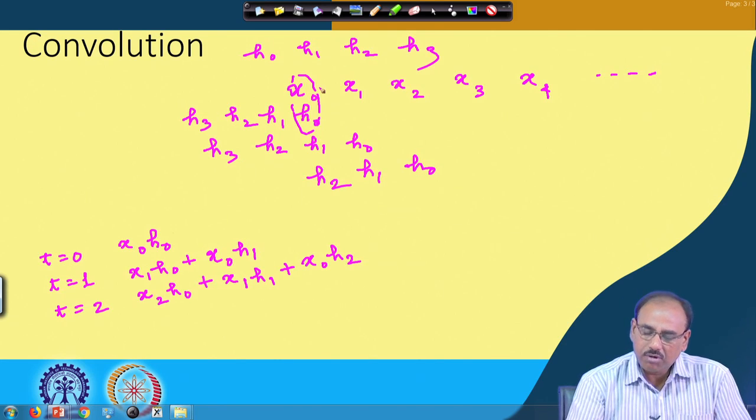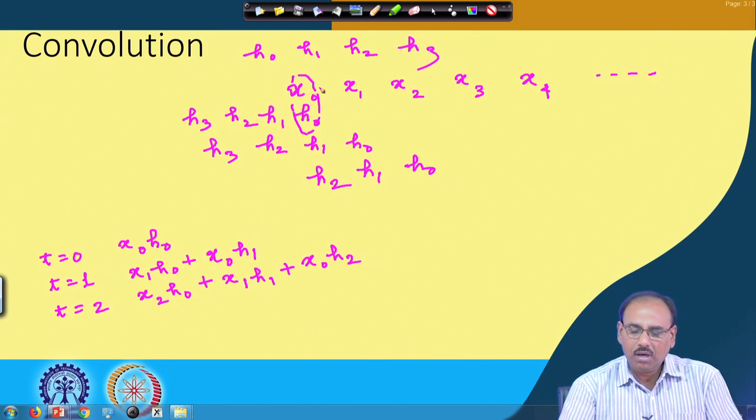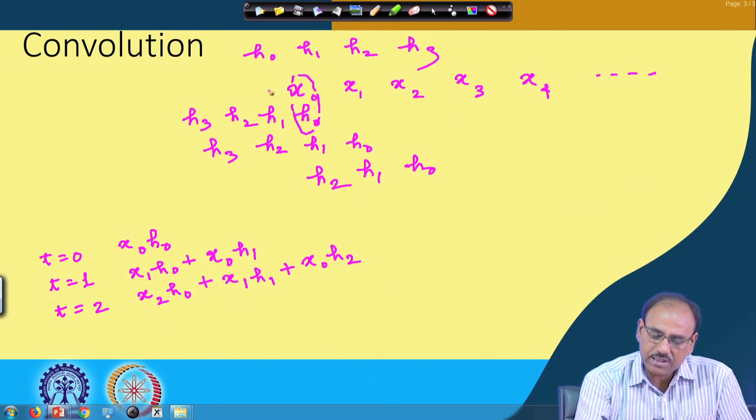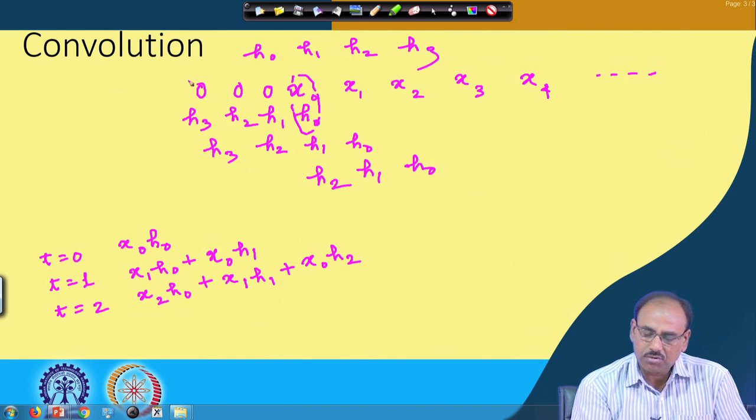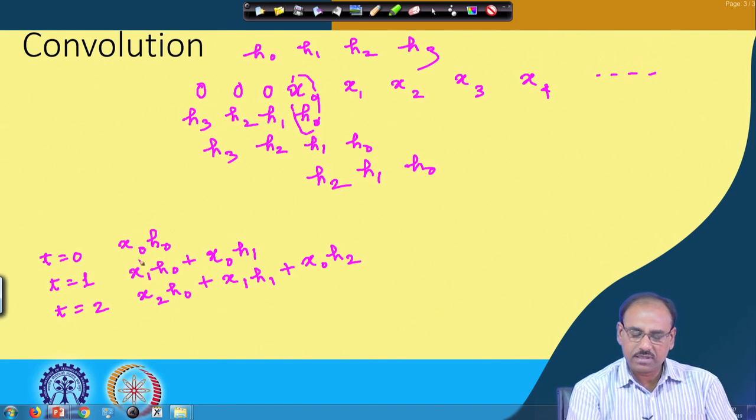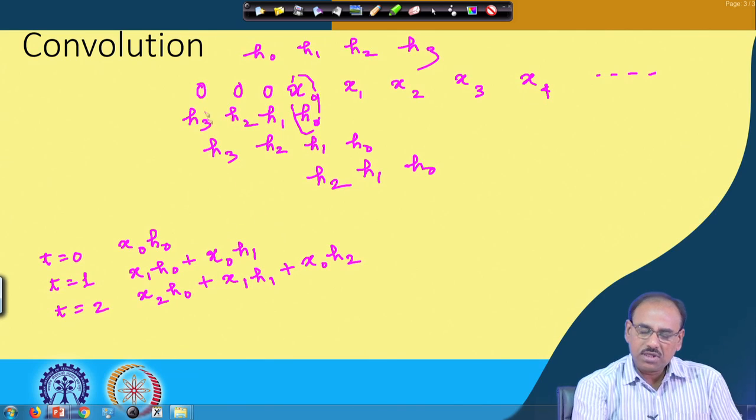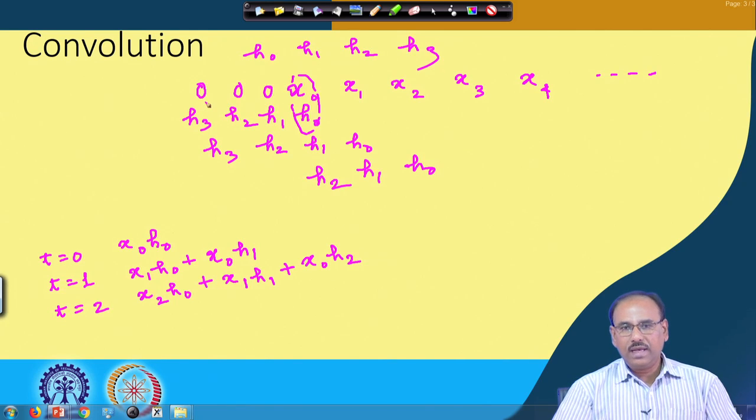And because before time t equal to 0, I do not have any input sample, what is assumed is that you pad a number of samples which are all equal to 0, so that your computation is complete. In this case at t equal to 0, your computation is x0 times h0 plus 0 times h1 plus 0 times h2 plus 0 times h3 and so on. This is what is known as padding. So, for time domain signals, all the samples before t equal to 0 are assumed to be equal to 0.